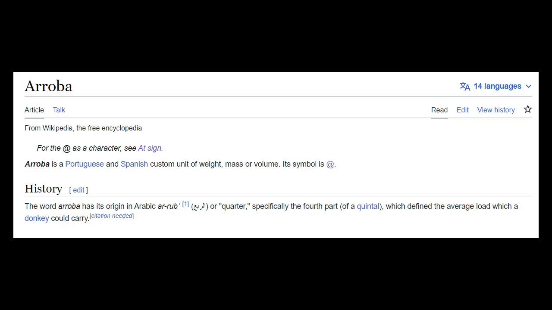Aside from that, it has also long been used in Spanish and a few other languages as an abbreviation for the mass unit arroba. In medieval times, the symbol was used for the phrase "at the rate of" in accounting contexts. Even though the symbol has had many other uses, the origin of the symbol is sort of a mystery.